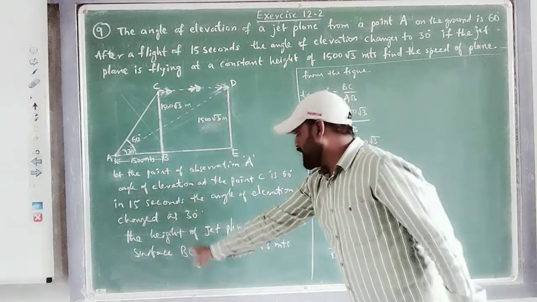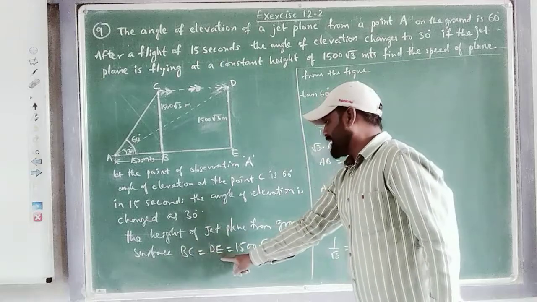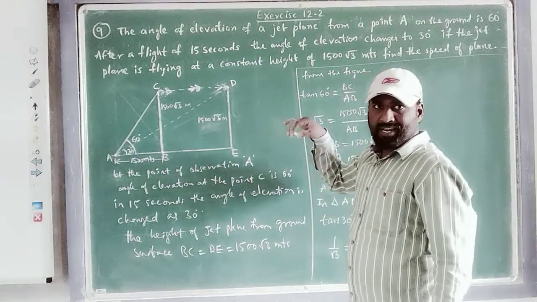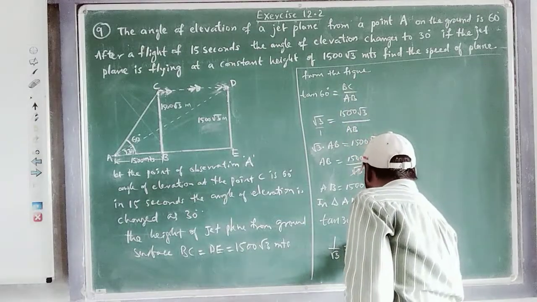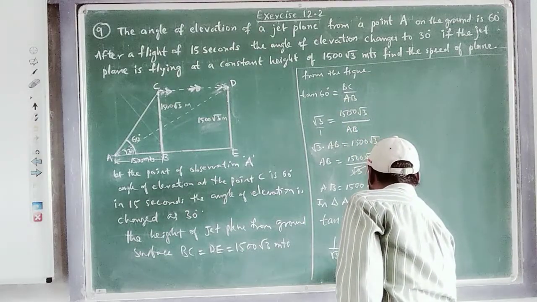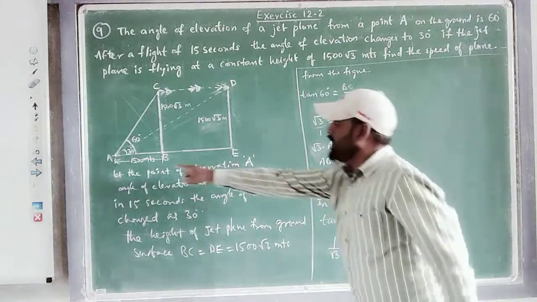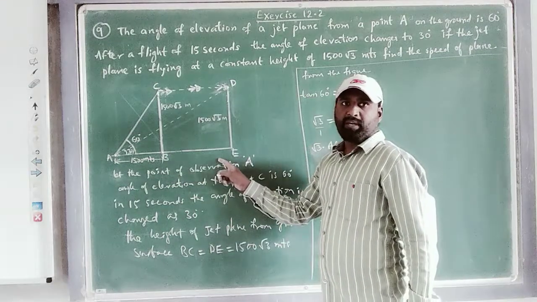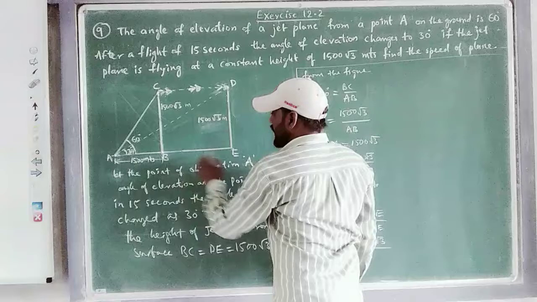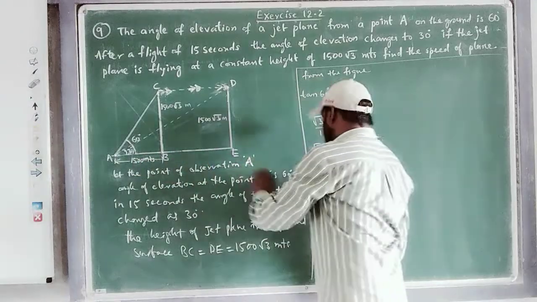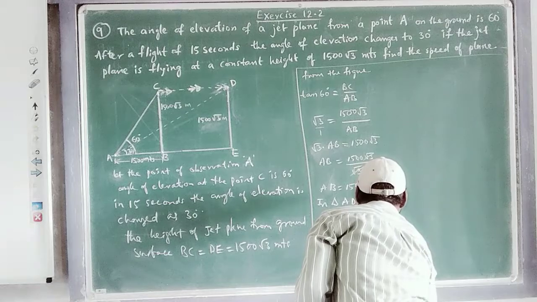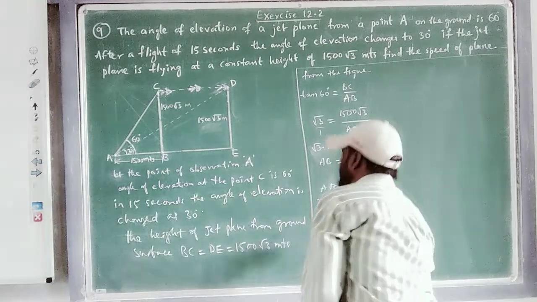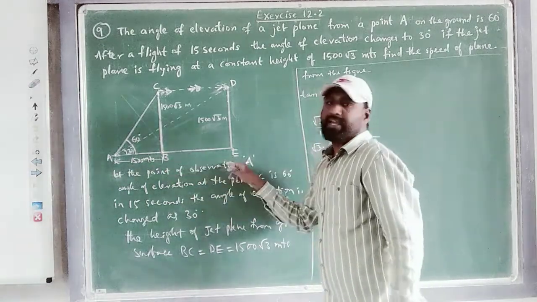DE how much? AB how much? Same. BC how much? So, same as DE also. Why? Because it is maintaining the constant height. It is given in the question: 1500 root 3 meters. AE, how much? We do not know AE completely. We know some part, AB. AE can be written as AB plus BE. Total AB plus BE is total AE.